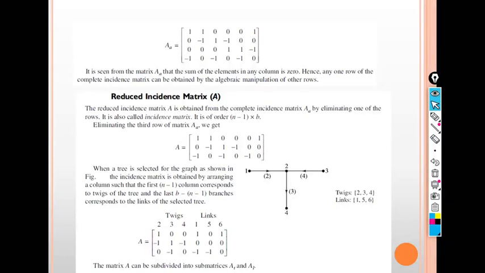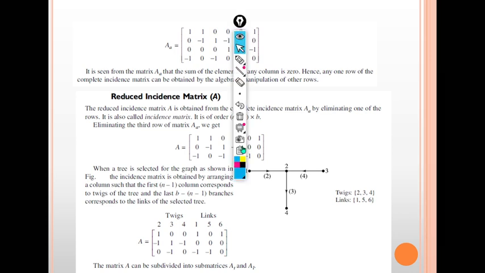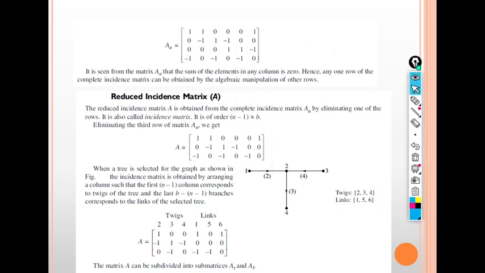In the previous day we have discussed graph theory and the incidence matrix. Now, what is the reduced incidence matrix? The reduced incidence matrix is obtained just by eliminating one row from the complete incidence matrix. You can eliminate any of the rows, but one row you have to eliminate.